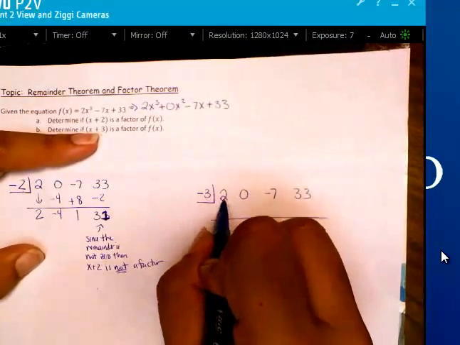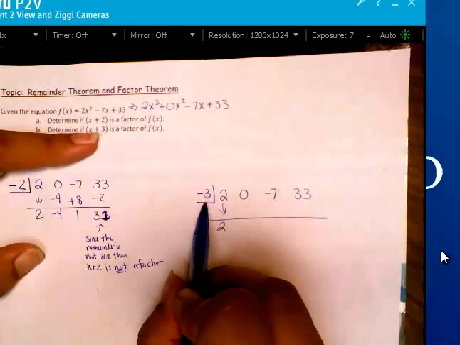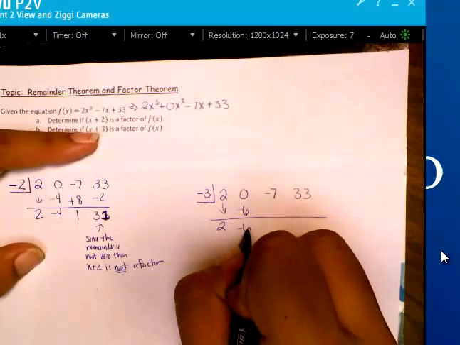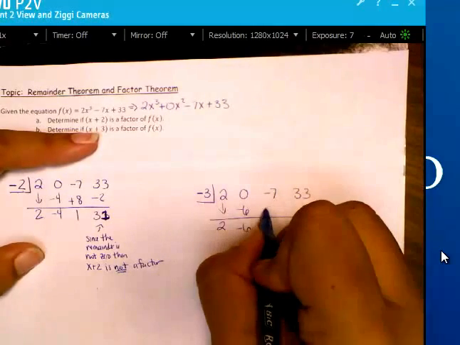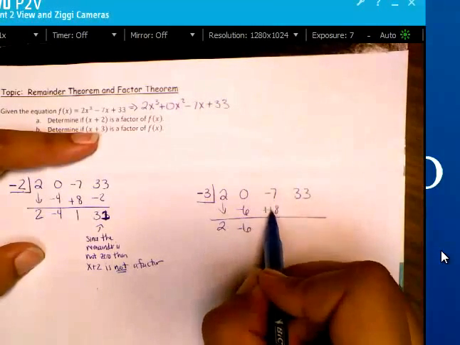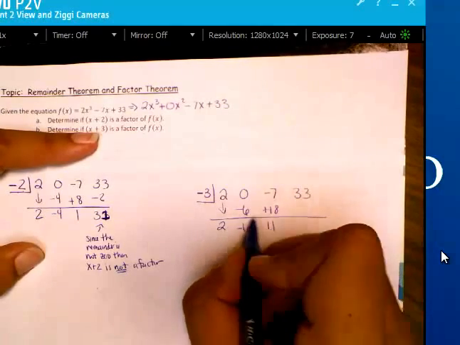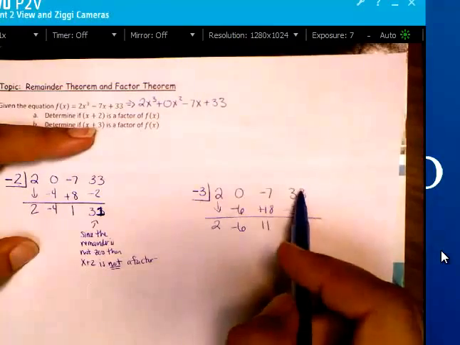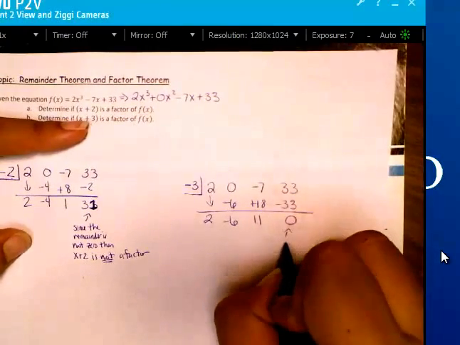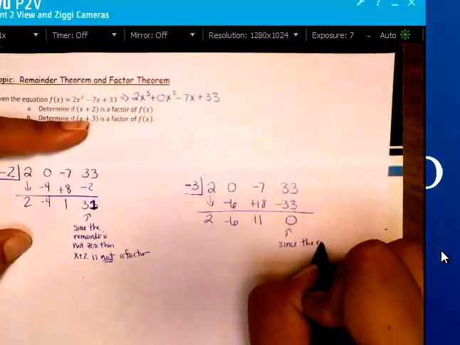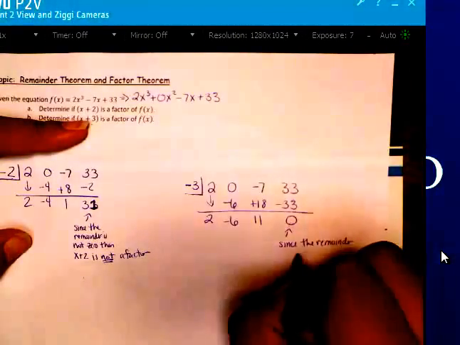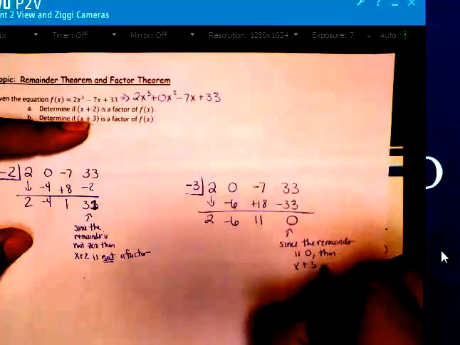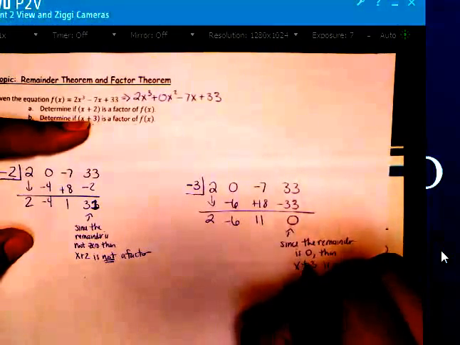Bringing this down, we get 2 down here. Multiply 2 times negative 3 gives me negative 6. Adding my column gives me negative 6. Negative 6 times negative 3 gives me positive 18. Add the column gives me 11. 11 times negative 3 is negative 33. And then we end up with 0 when we add our column. Okay, so since the remainder is 0, then x plus 3 is a factor.